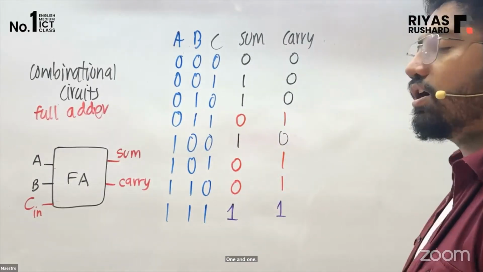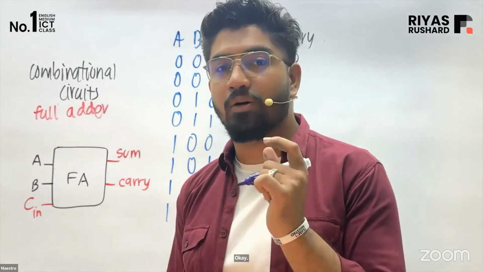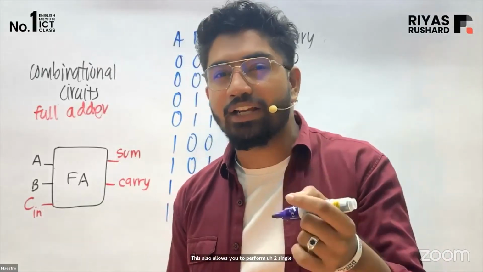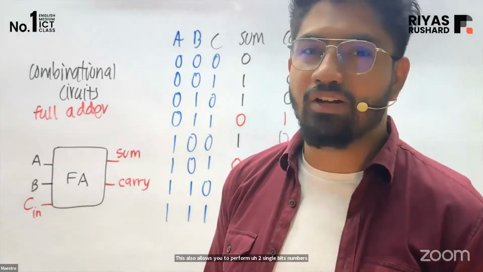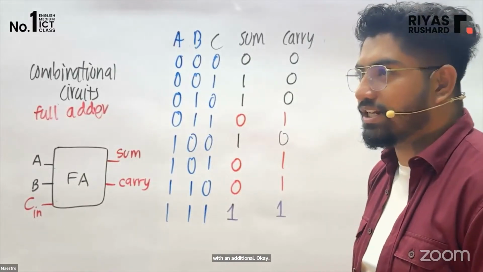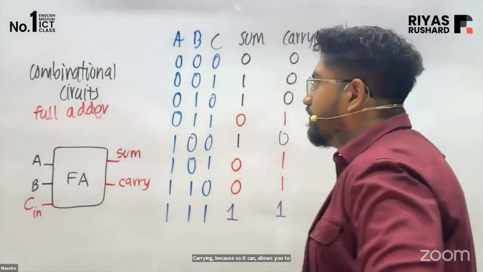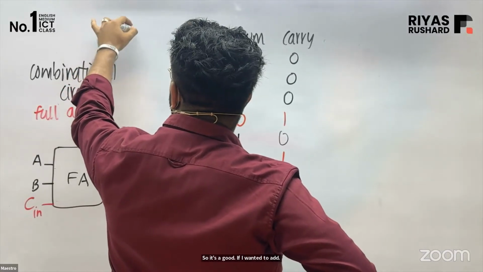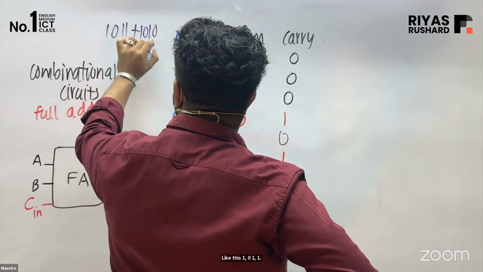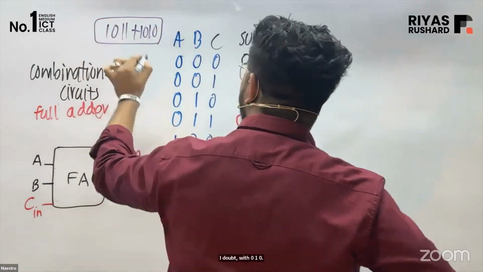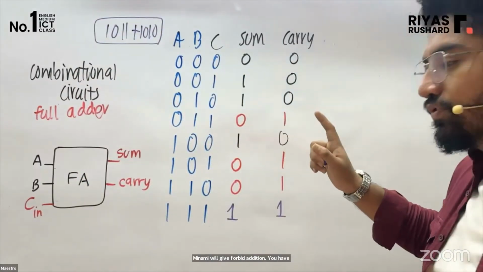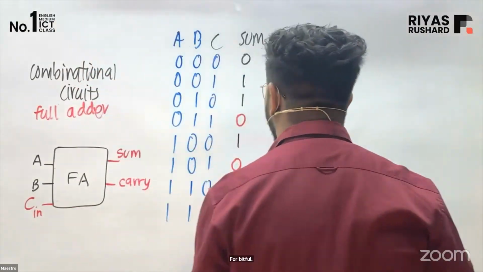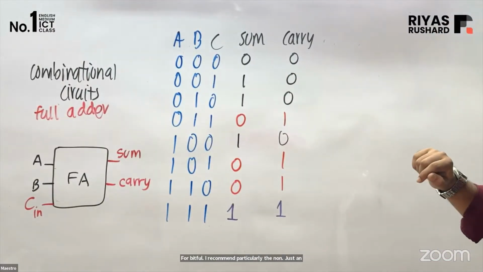This also allows you to add two single-bit numbers with an additional carry bit. So if I wanted to add like 1 0 1 1 with 0 1 0, for a 4-bit addition you have to implement a 4-bit full adder. I'll explain that later, just an overall idea how it happens. But this is what the truth table is all about.